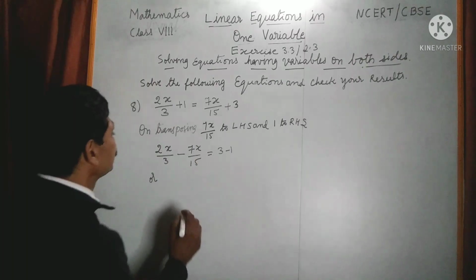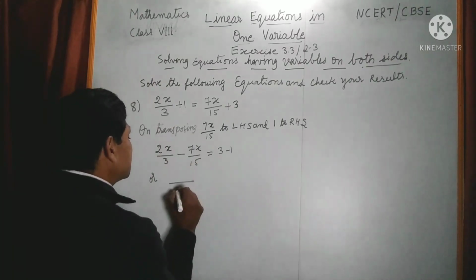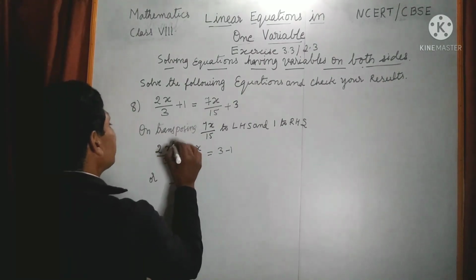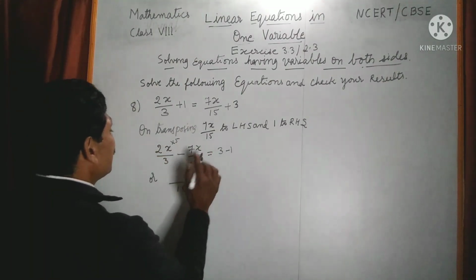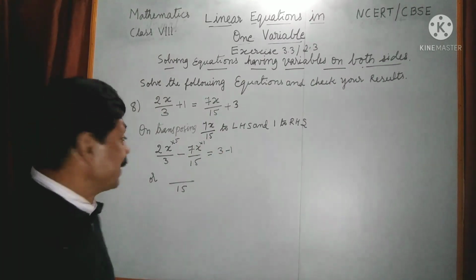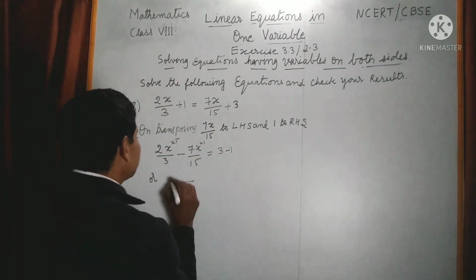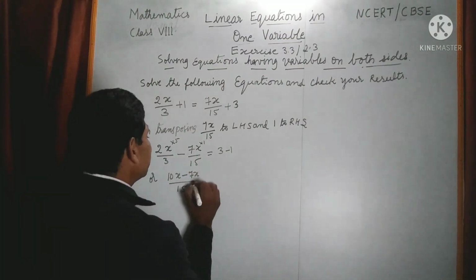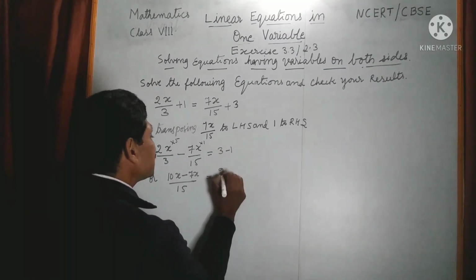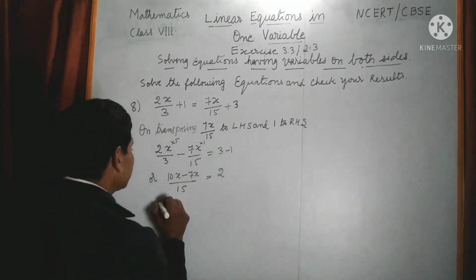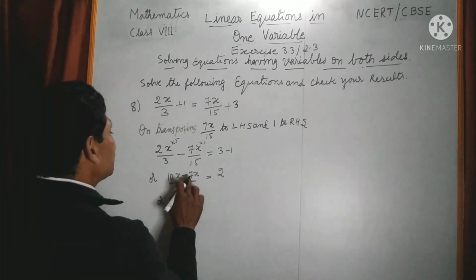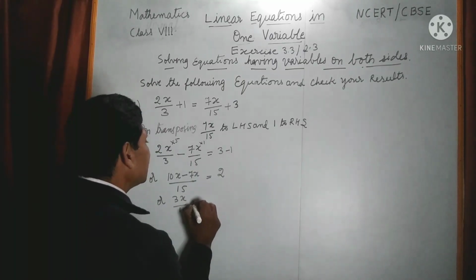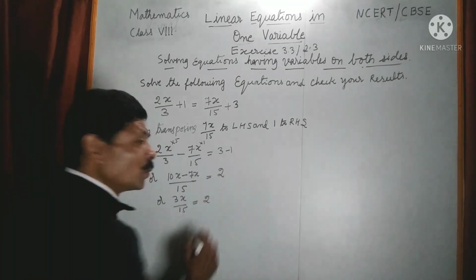Or let us take LCM of 15. 5 times 3 is 15 and 15 times 1 is 15. So that 5 times 2 is 10x minus 7x is equal to 3 minus 1, which is 2. Or 10x minus 7x is 3x by 15 is equal to 2.